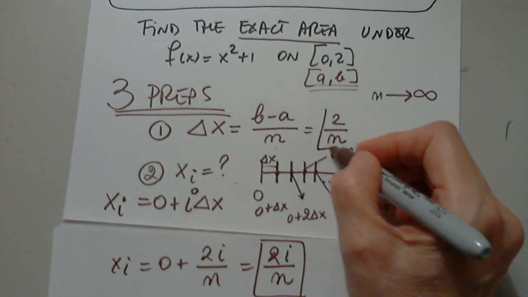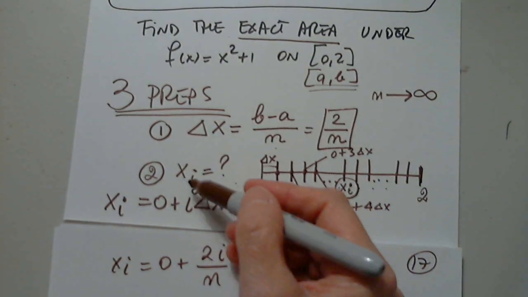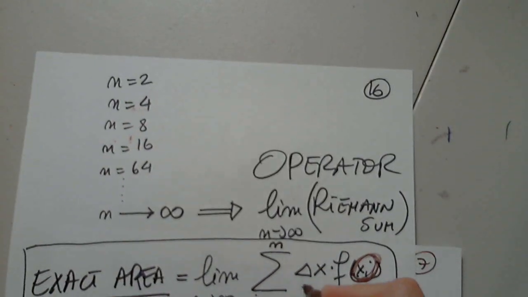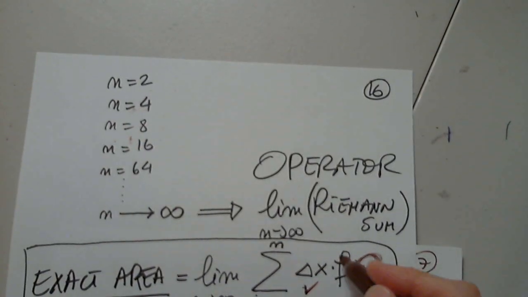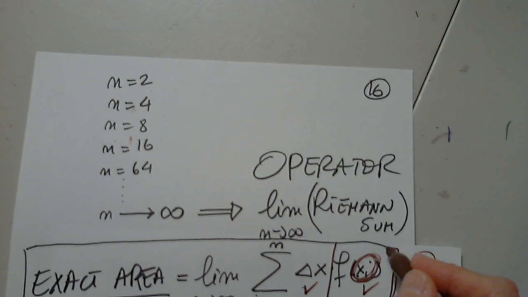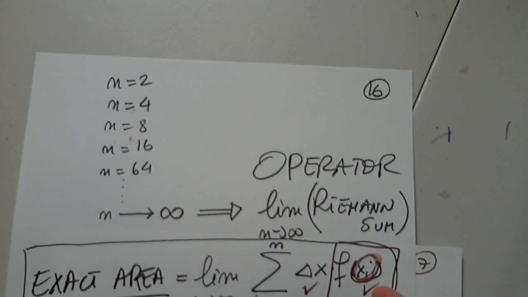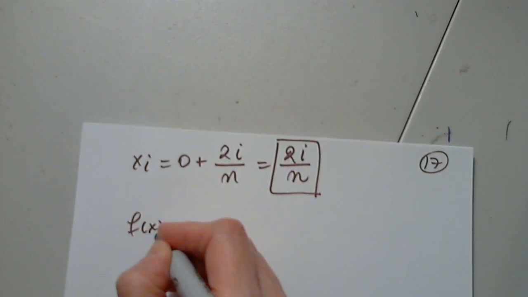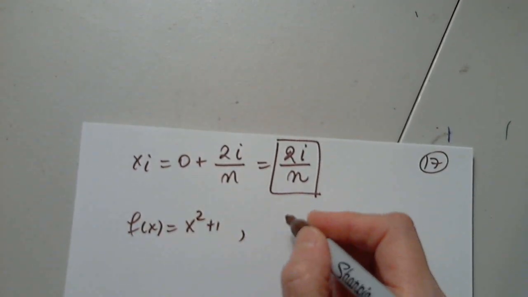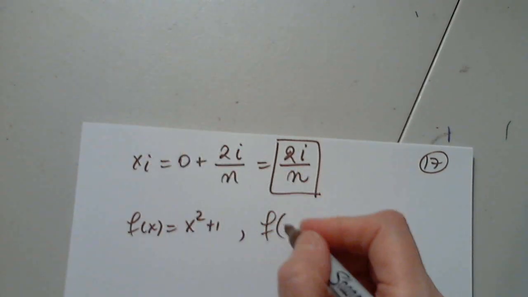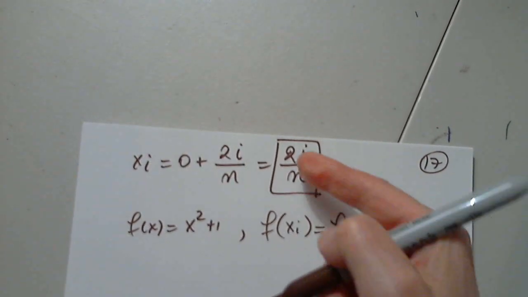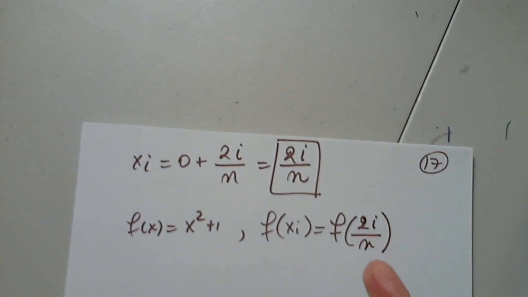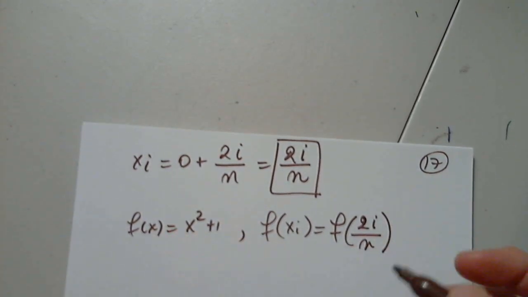So I determined delta x. I determined xi. So I have delta x. I have xi. But now I need this piece, f of xi. So remember f of x is x squared plus 1. f of xi is f of 2i over n. Can anyone plug in 2i over n here and tell me what to write?